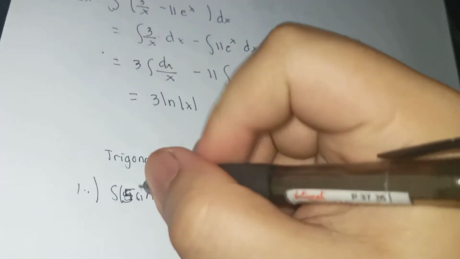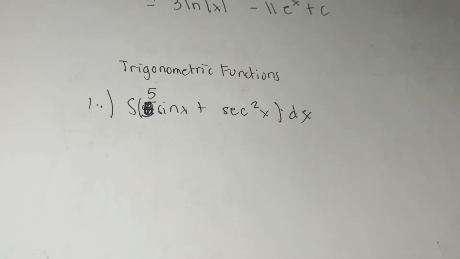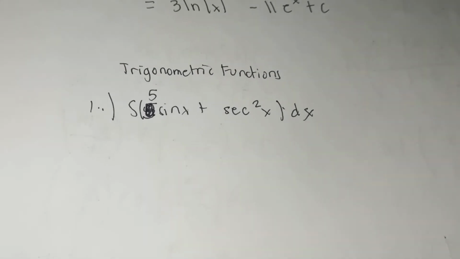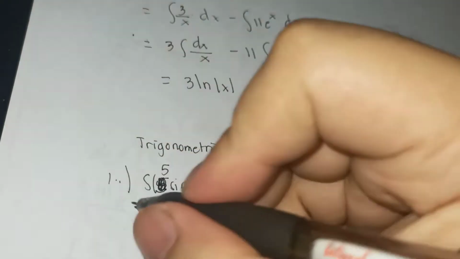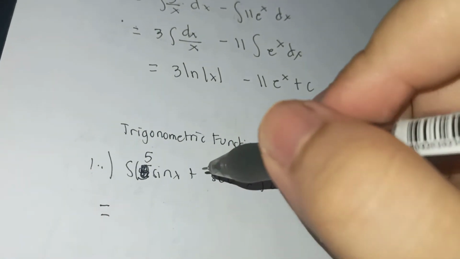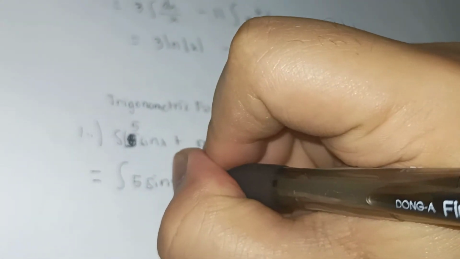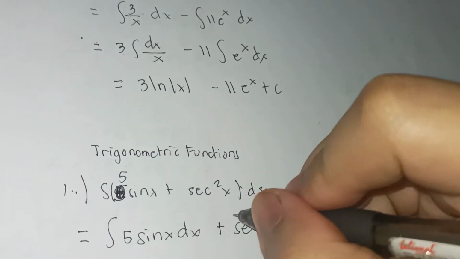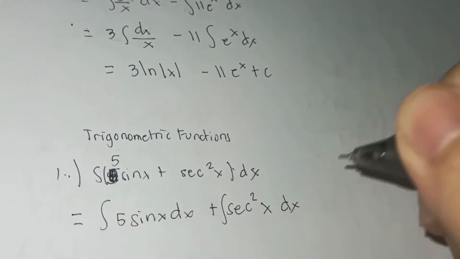Good day. So now we're gonna be solving an example of a trigonometric function. So the problem is integral of 5 sine x plus secant squared x dx. First we're gonna separate these two into two terms. So it will be integral of 5 sine x dx plus integral of secant squared x dx.